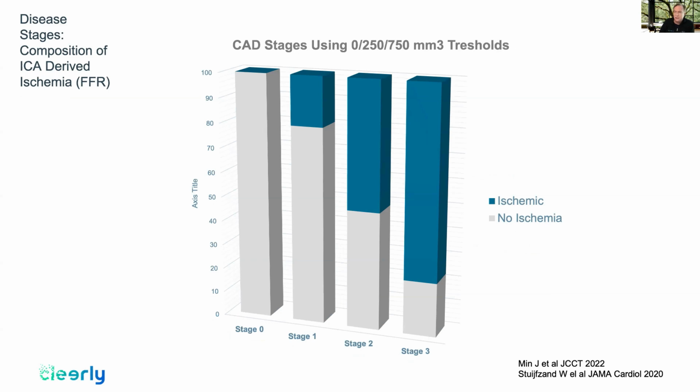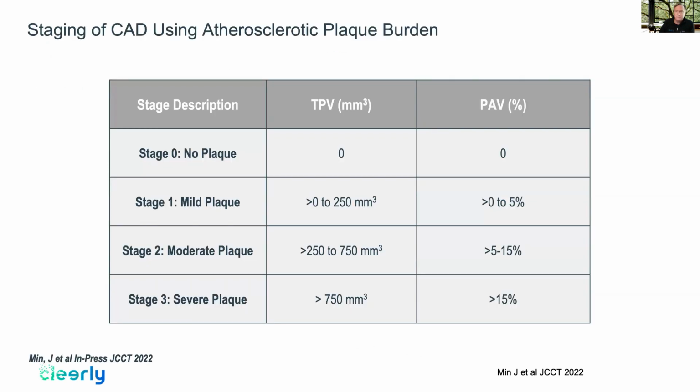Ischemia, or patients with ischemic vessel segments, were also distributed in a similar manner, where the most ischemic patients were in stage 3, none in stage 0, and a minimal number in stage 1. So these are the thresholds that were determined for the staging system. It can be reported as either total plaque volume or the percent atheroma volume.